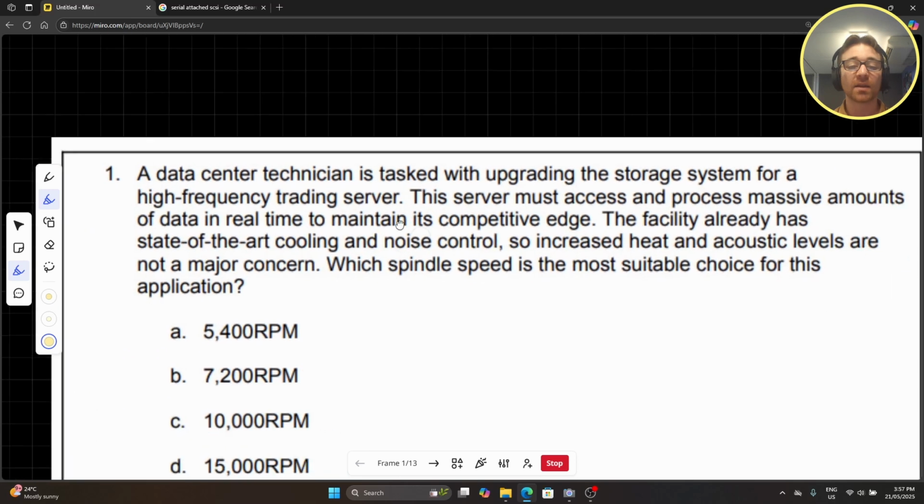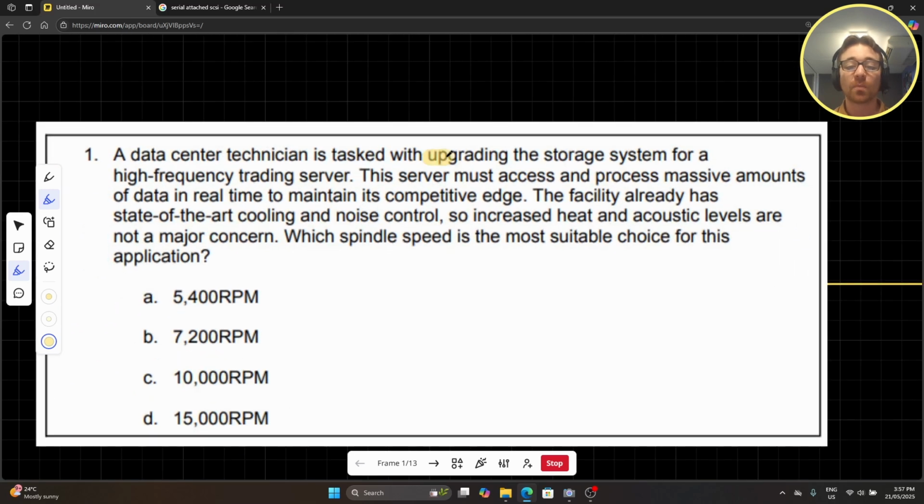What gave that away? They said they want to upgrade the storage, which means it's probably not going to be the lowest spindle speed if you're upgrading for a high-frequency trading server. So they use it a lot. The server must access and process massive amounts of information in real time. So all of this is saying really, really low latency, really high speeds, because they want to maintain a competitive edge. It already has state-of-the-art cooling, so they don't need to worry about heat or the noise of fast spinning platters.